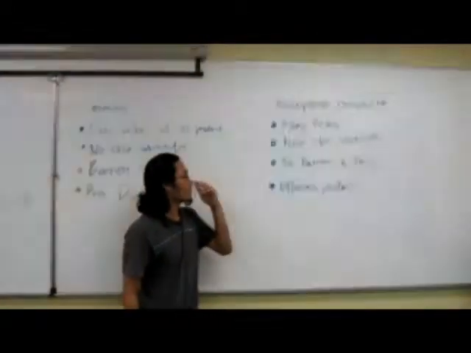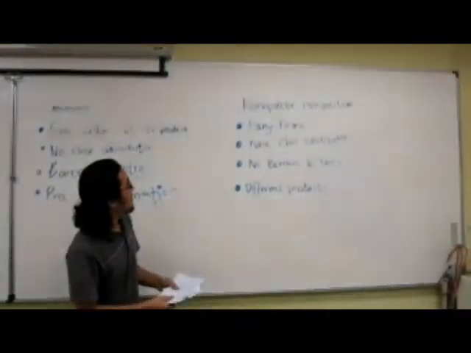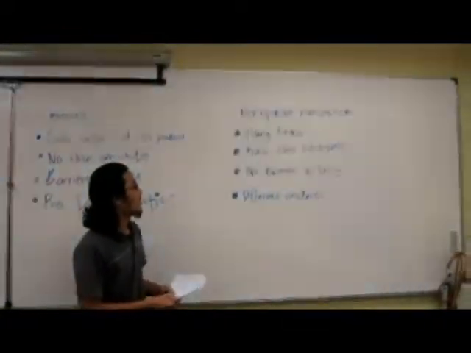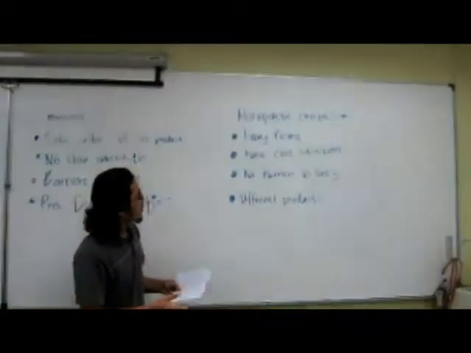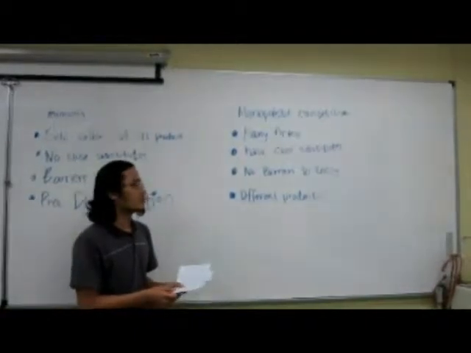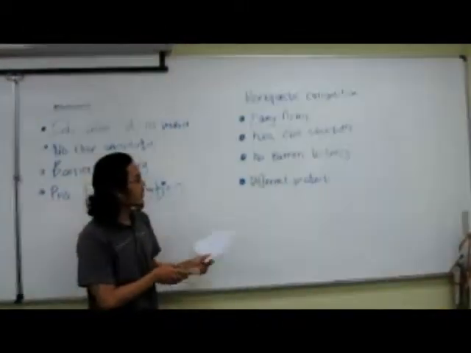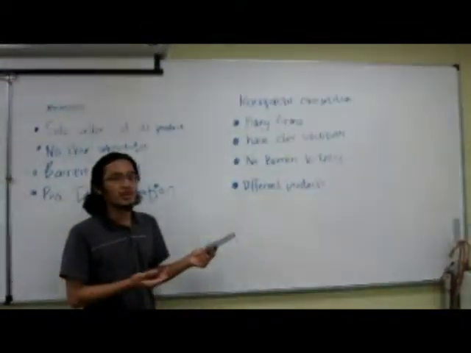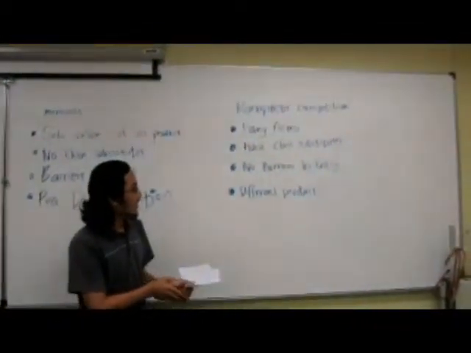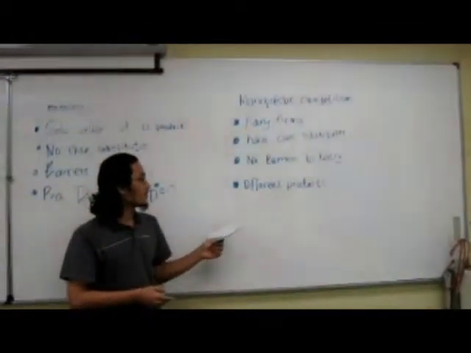And for monopolistic competition, the first property is that it has many firms. Second, it also has close substitutes. The third one, no barriers to entry, so the firms can easily enter and exit the market. And the last one is having different products.